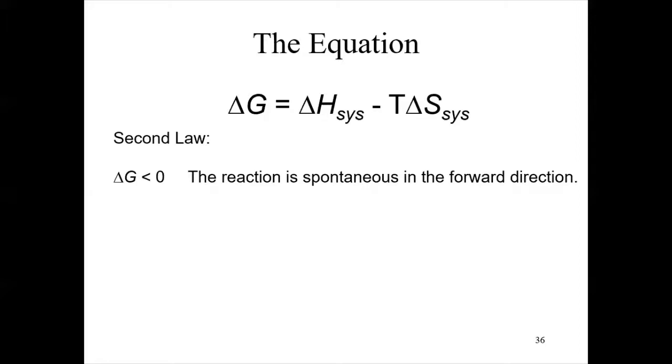Delta H is the enthalpy change. Remember, it's mainly for a chemical reaction, the net heat exchange at constant pressure between the breaking of chemical bonds in the reactants and the forming of chemical bonds in the products. And delta S is the entropy change in the system specifically. T is the absolute temperature. So mathematically, we said that if delta G turns out to be negative, in other words, if there is a net release of free energy, the reaction is spontaneous in the forward direction.